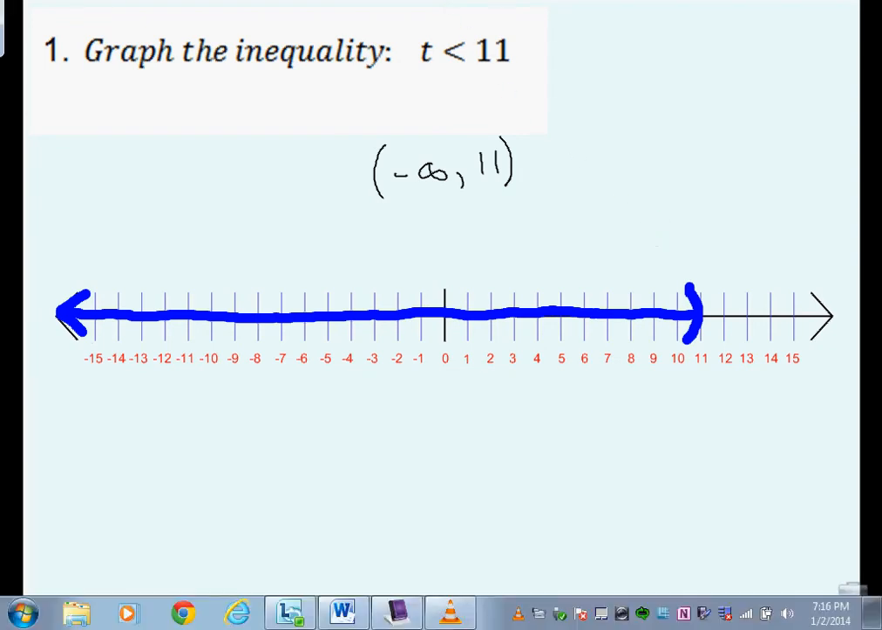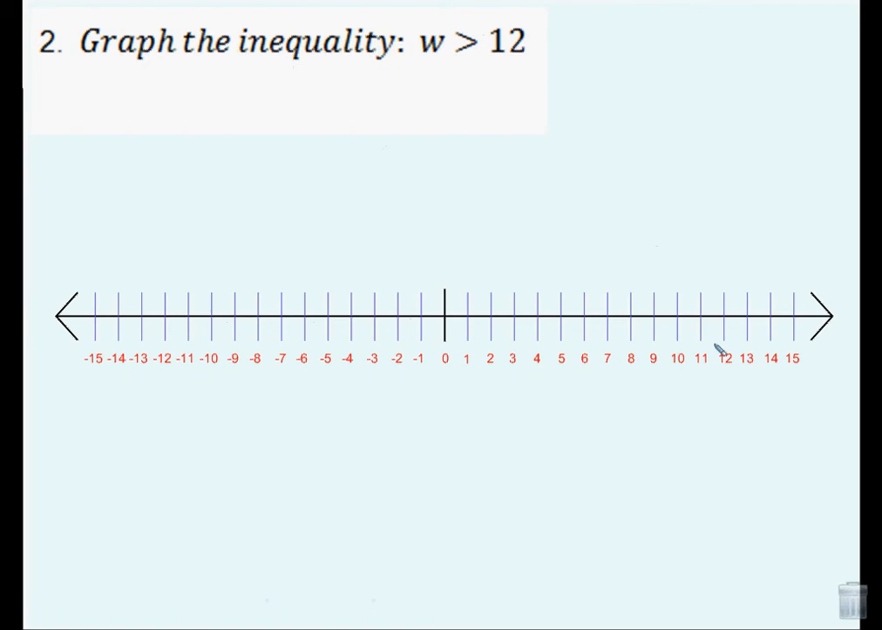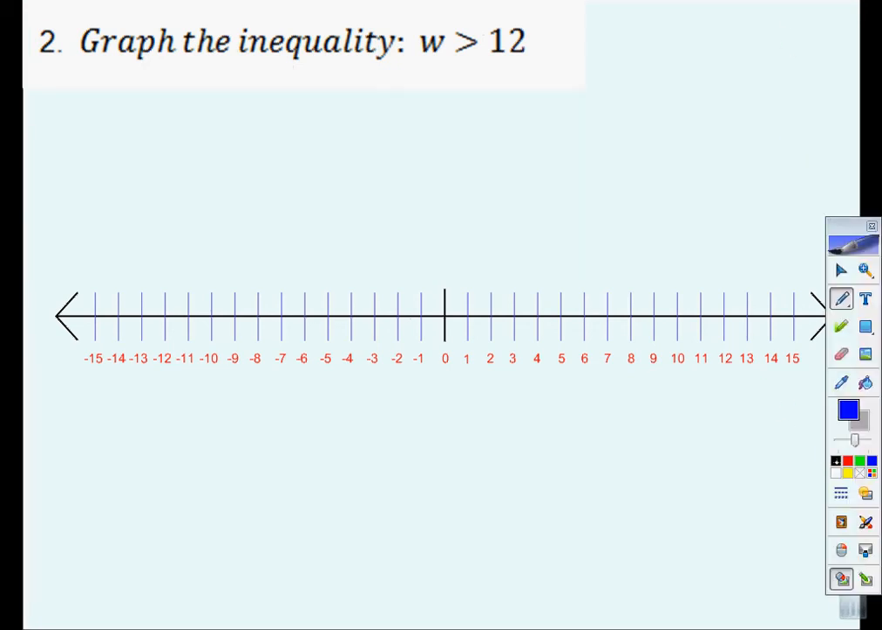All right. And going to the next one, w is greater than or equal to 12. All right, let me move this down. So w is greater than or equal to 12. That means that every number that's greater than 12 on the number line would be my solution. So the interval notation, which mirrors the answer on the number line when we graph this solution, would be 12 to infinity.